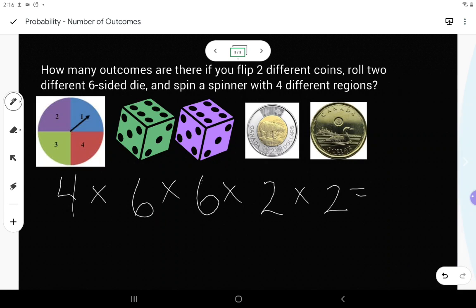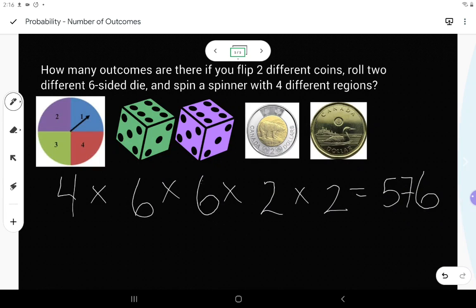As we're going through this, you could type it in your calculator to see, but 4 times 6 is 24. When we multiply by the next 6, we get 144. Then we multiply by the 2 to get 288, and we multiply by 2 again to get 576 total possible outcomes. Now, I definitely don't want to draw that tree.